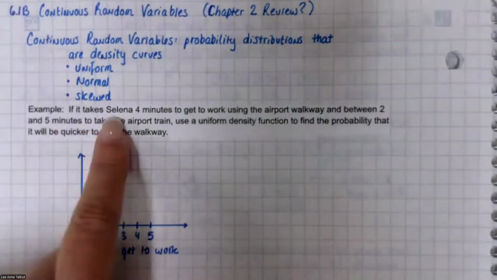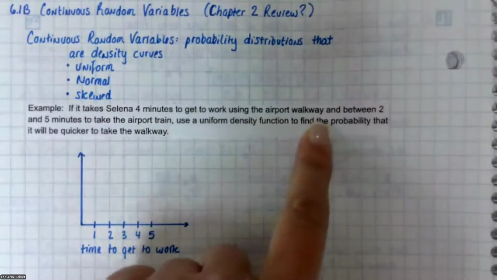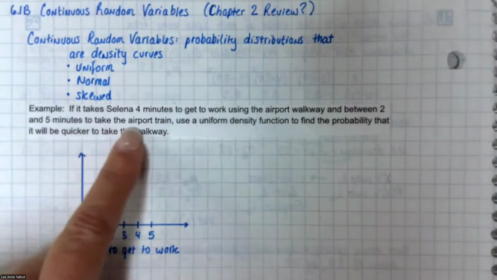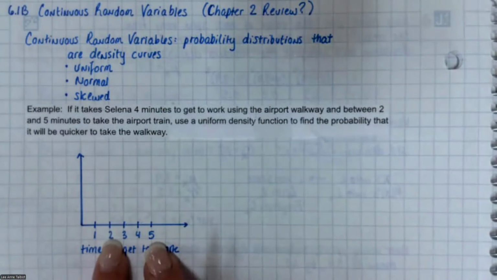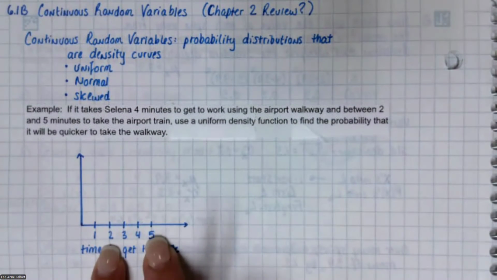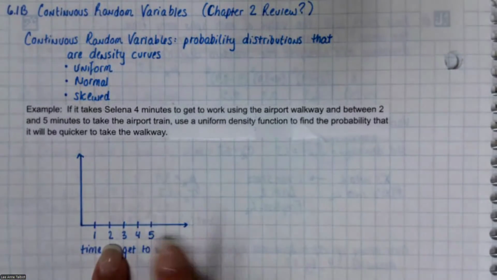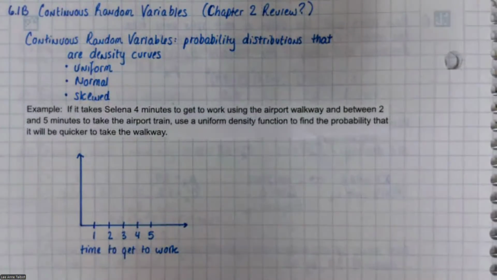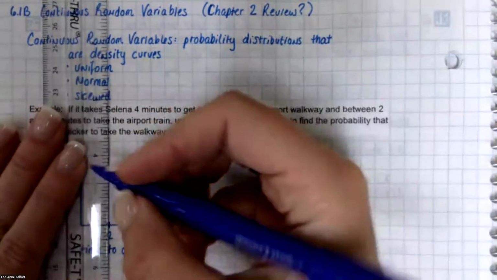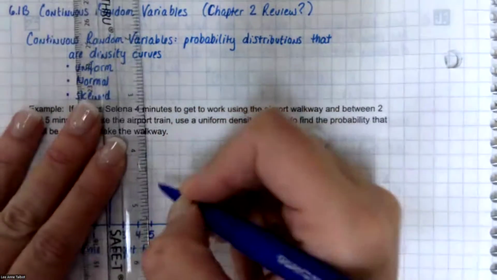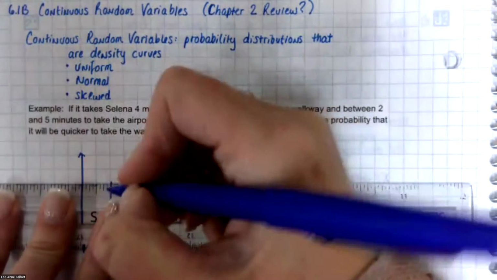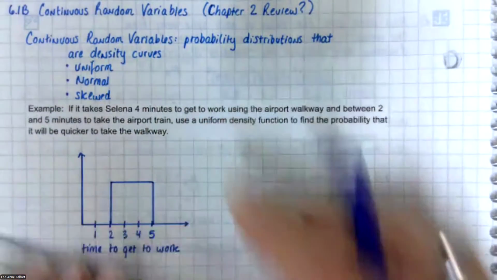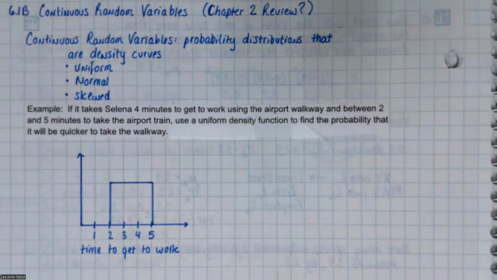So it says, if it takes Selena 4 minutes to get to work using the airport walkway and between 2 and 5 minutes to take the airport train. Okay, so the least number mentioned in the problem is 2, and the greatest number mentioned in the problem is 5. So I'm going to make my rectangle go between 2 and 5. And I'm going to make it 3 tall, not really for any reason. It's just supposed to be a rectangle. It doesn't really matter the height. I'm going to label the height, but I'm just making it 3 tall to make it look nice, really. It's just an aesthetics thing.